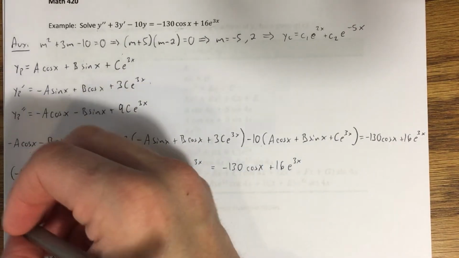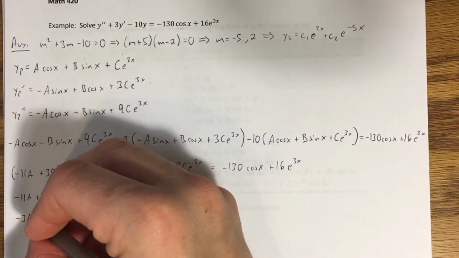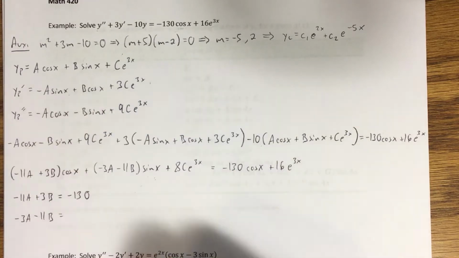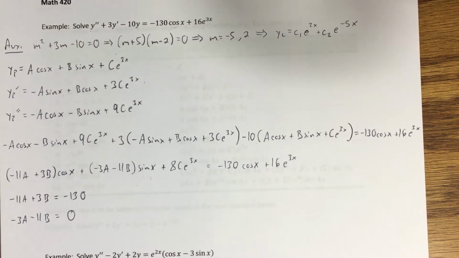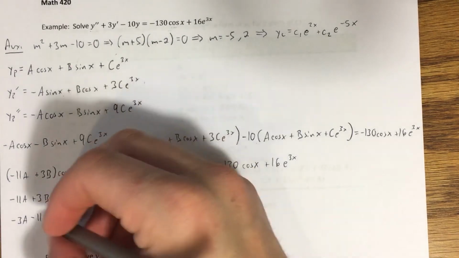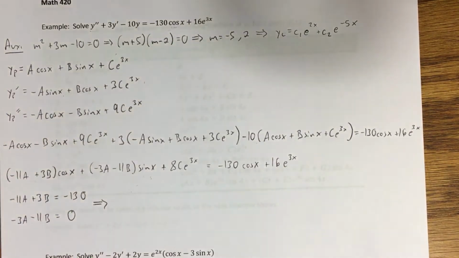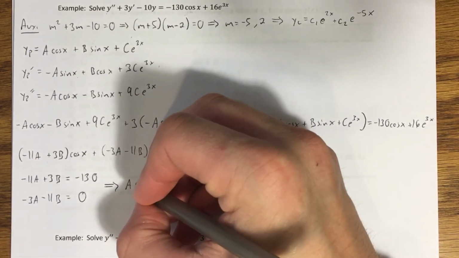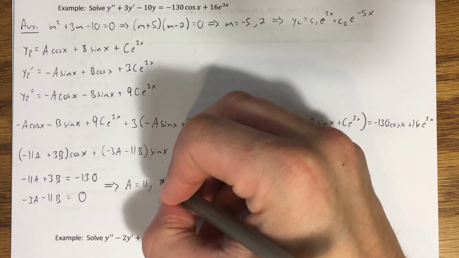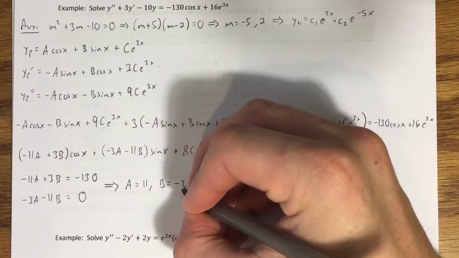And then I have negative 3a minus 11b equals 0, right? I'll deal with the c next, and that's the easiest one to deal with. Again, I'm not going to go through the steps of solving this system of equations because it's straightforward. It's not a complicated one to do. It's just a little bit of work that I don't want to waste time on. But what we end up getting for this is a equals 11 and b equals negative 3.